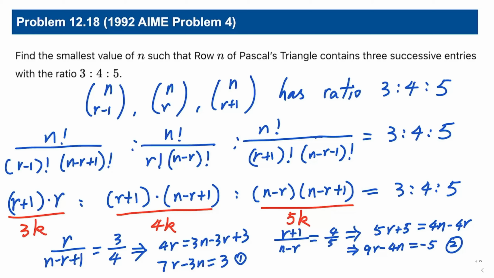Solving this system of two equations of n and r, we can find r equals 27, n equals 62. So the answer is n equals 62.